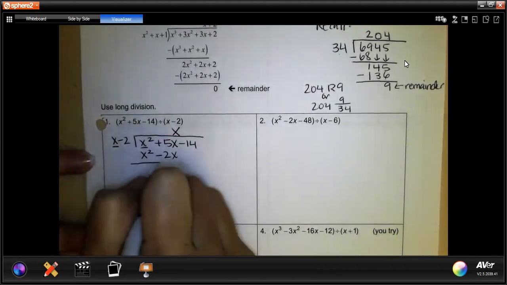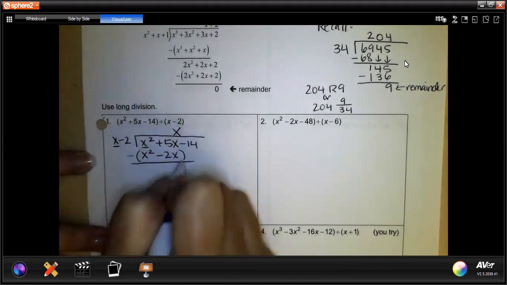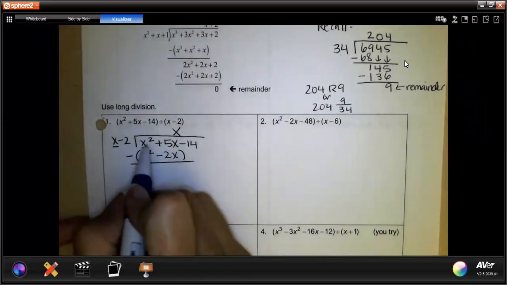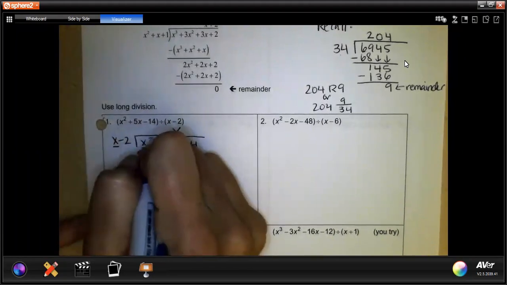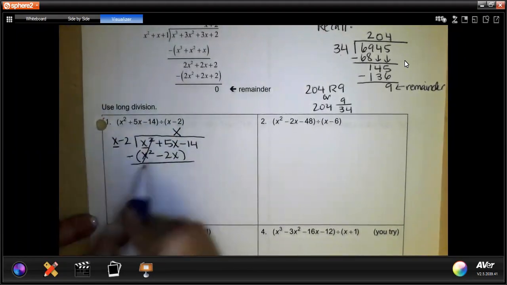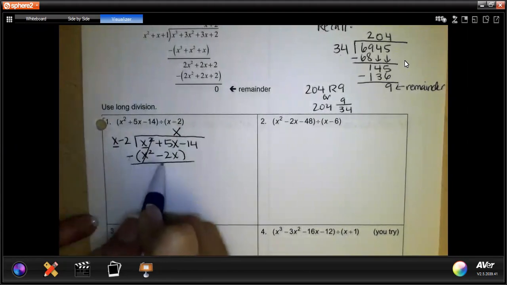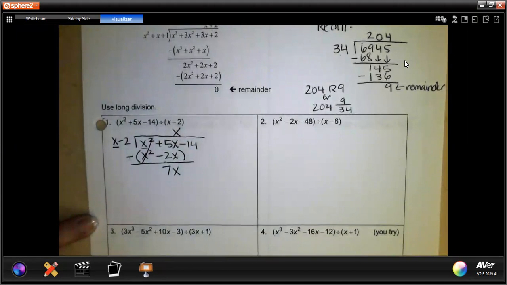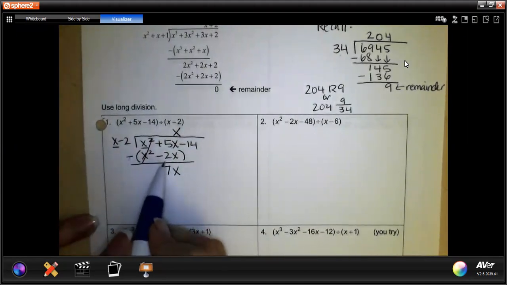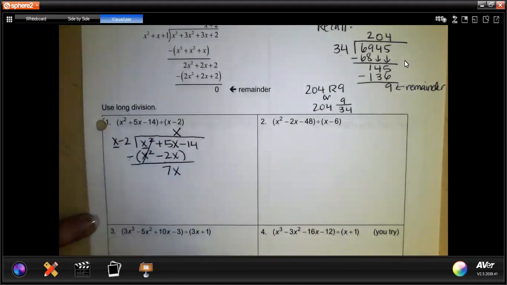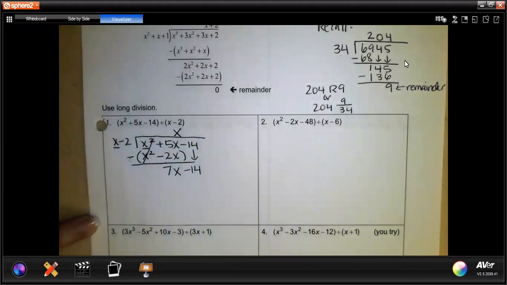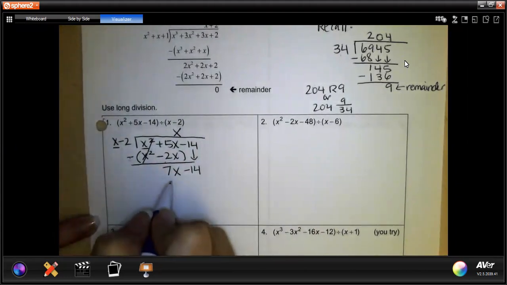Now we're ready to subtract. You are subtracting the whole thing, so I like to put parentheses around it just to remind me I am subtracting the entire thing, not just the x squared minus x squared. So x squared minus x squared is 0, that cancels out. 5x minus a negative 2x is 7x. Be very careful with that second one. That's where we see a lot of mistakes, is people forget to subtract that second one. Now the negative 14 will come down, and we're ready to start that process again.